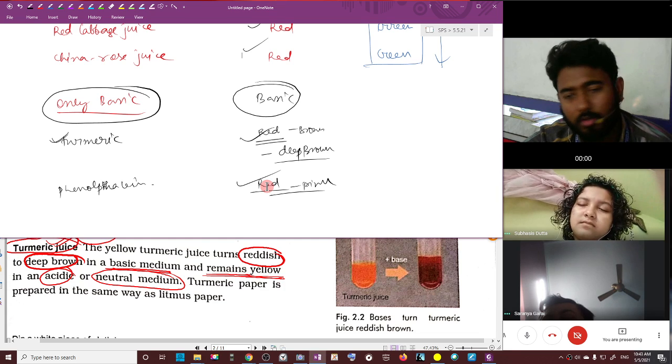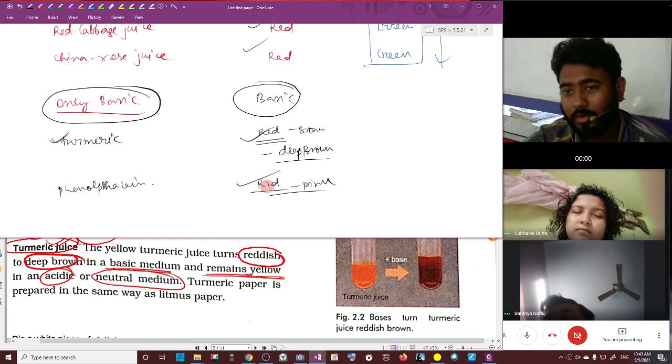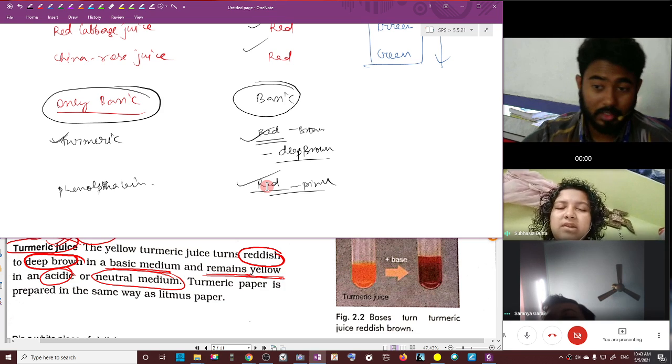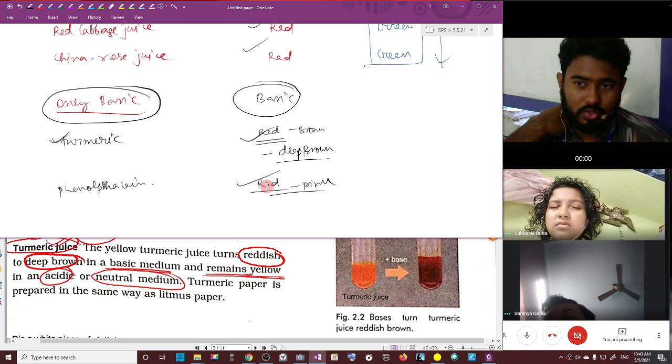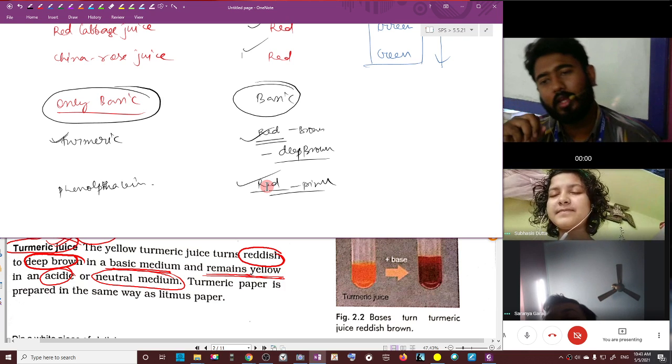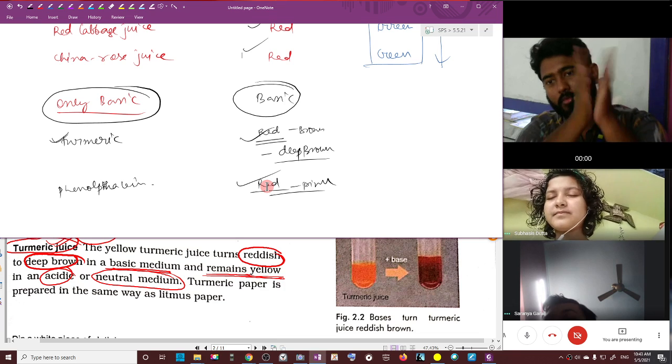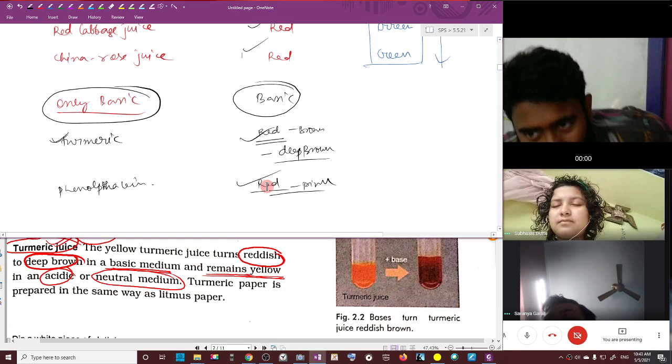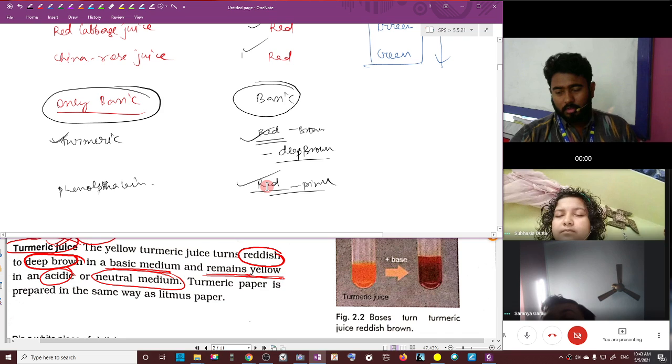Reddish brown. No, no. Turmeric juice will be yellow. Very good, Somona. And phenolphthalein? Phenolphthalein is colorless. Very good. A big clap for Somona. Nicely done. Okay, you can open your eyes now.